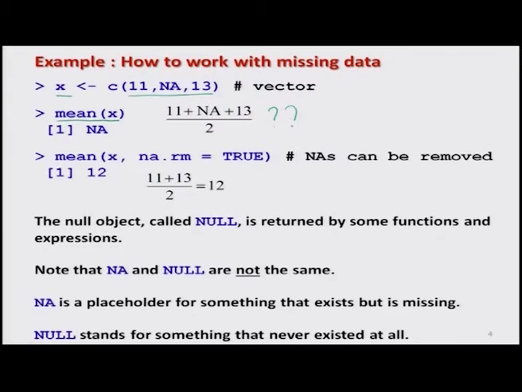NA cannot be added to any value from the mathematical point of view. That is only an algebraical value, not a numerical value. So, the answer comes out to be NA. Now, the question is, what did you really want? You wanted the arithmetic mean of those values which are available in the vector. So, I have a way out.